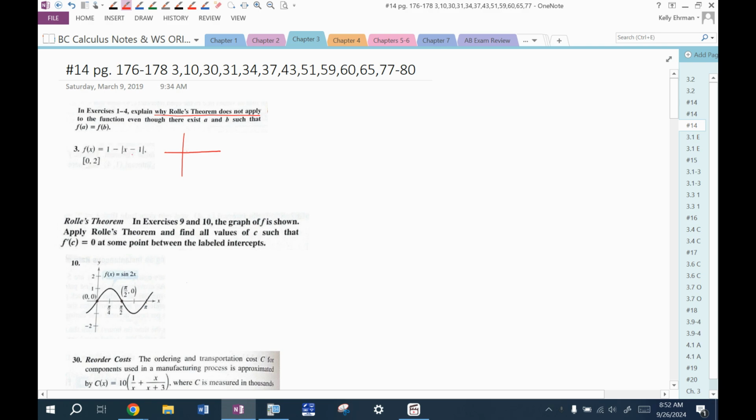This is an absolute value graph whose vertex is at 1, 1. And if we plug in 0, we get 1 minus 1 is 0. If we plug in 2, we get 1 minus 1 is 0. The absolute value graph has this little linear segment there. So what's the problem here? There's a sharp turn at 1. So f of x is not differentiable, meaning there's no derivative, at x equals 1. So Rolle's theorem, or mean value theorem, either way, Rolle's theorem cannot be used.